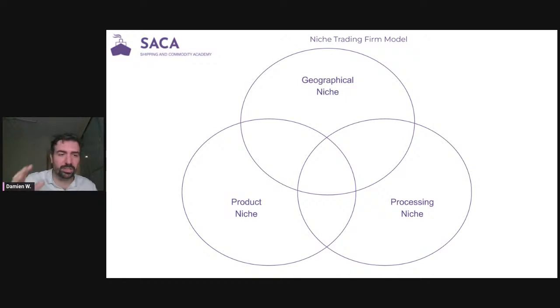Then there's a product niche. You do small ingredients, small raw materials. Again, for the big guys, it makes no sense to have people dedicated to it, because the market is not big enough. And then the processing niche is that you can put in a light asset that will convert the commodity that you are trying to trade.